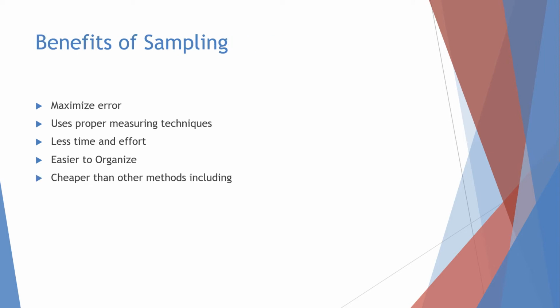There are many benefits of sampling. Like I said, it minimizes error and uses proper measuring techniques. It's usually less time and effort. So if you find out that you made a mistake, it is easier to go back and fix it. It is easier to organize. It often involves less space and equipment, and it is cheaper than other methods.